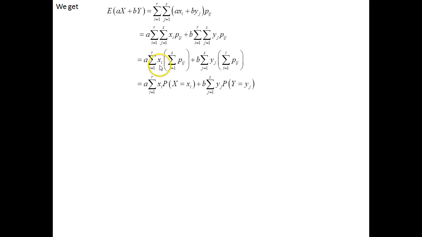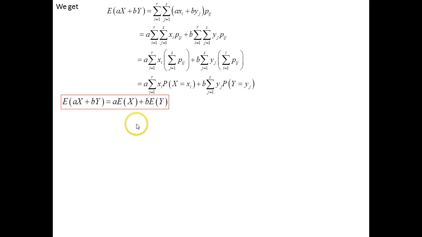So we've got a times the sum of the xi and the sum of the pij, and then b with the sum of the y's for j equals 1 to s, and then the probability pij for each i. Then we've got the probability of x is xi for the sum of the p's, and the sum of the pij for the i is the respective probability of y equals yj.